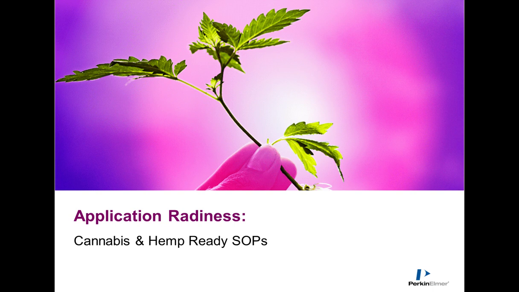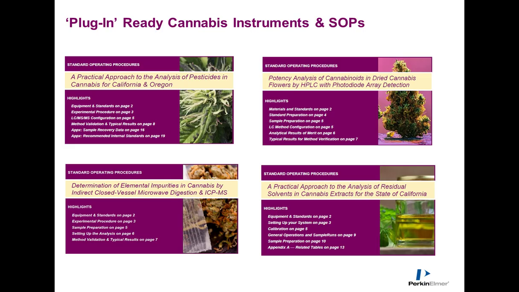And lastly, wrapping up, I would like to speak to the application readiness of PerkinElmer's team for cannabis and hemp. What's included with every instrument in a cannabis and hemp application is an SOP dedicated to that particular sample. And in this case, we're looking at the references for the pesticide, the potency, the heavy metal, and the residual solvent SOP that come with the instrument.